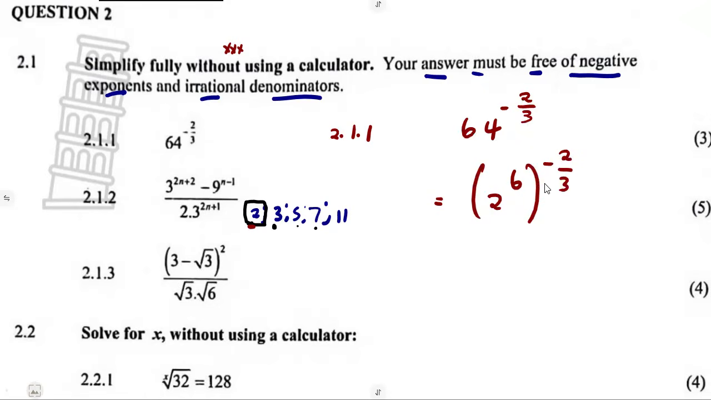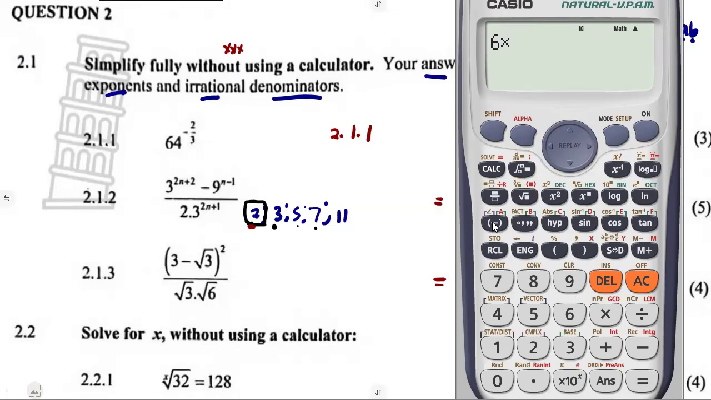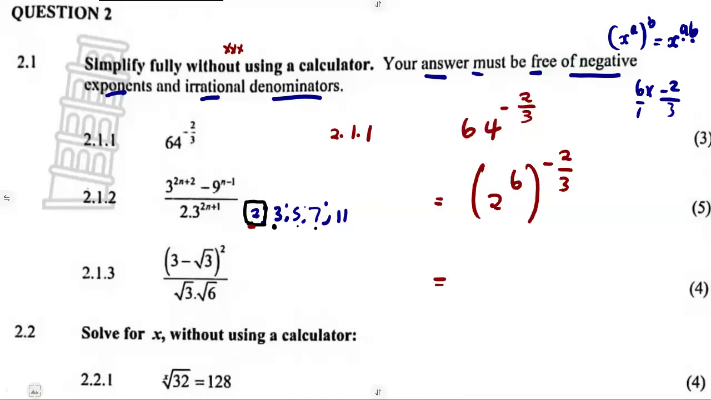Already we have this exponent. So now it's a condition of an exponent to an exponent. How do you simplify x to the exponent of a to the exponent of b? Remember, you multiply the exponents, a times b. So we're going to multiply these numbers. 6 times negative 2 over 3. Can you even use a calculator, guys? So you just have to multiply 6 times negative 2 over 3. That was going to give us a negative 4. All right. So meaning to say that's 2 to the exponent of negative 4.